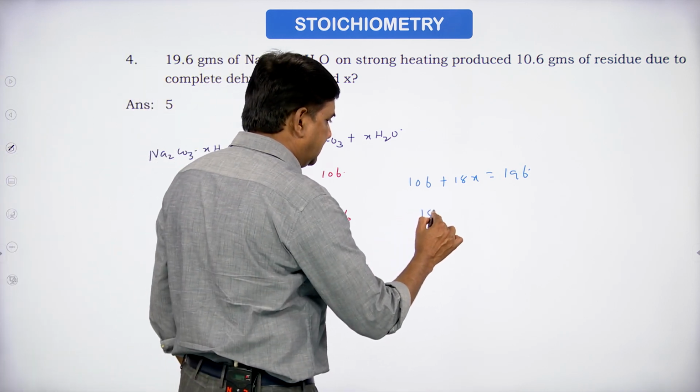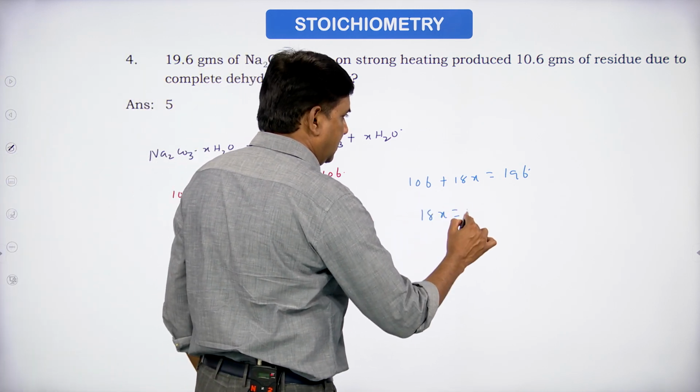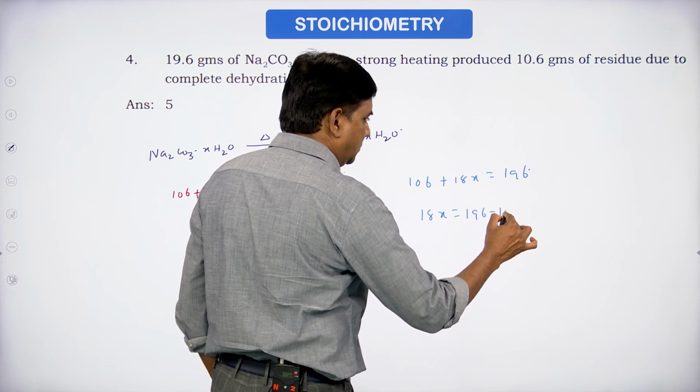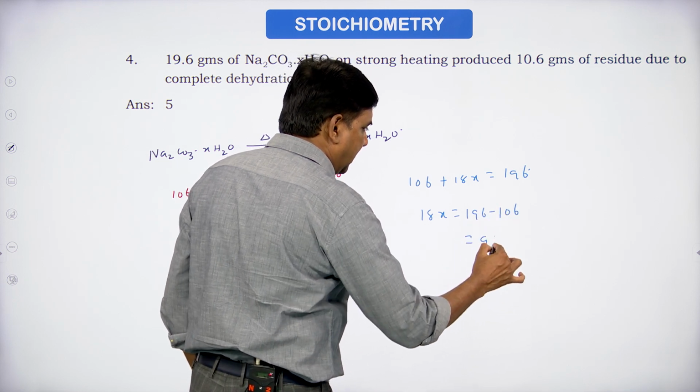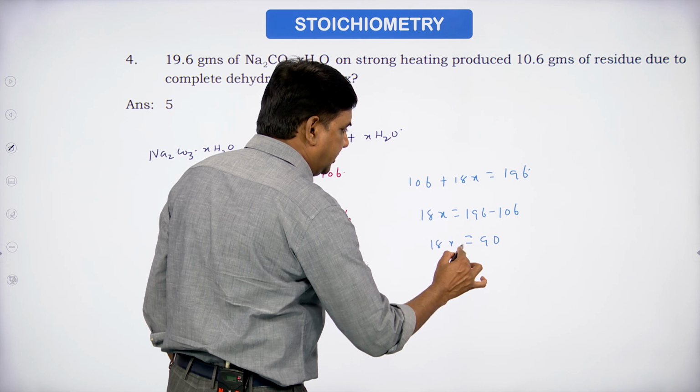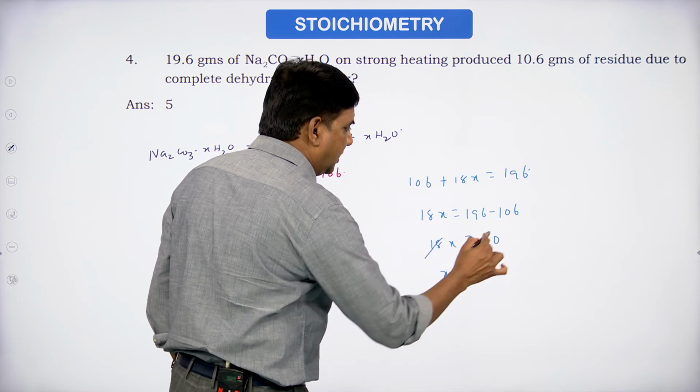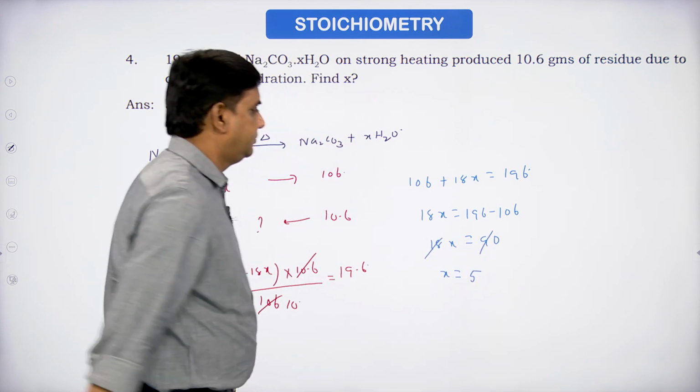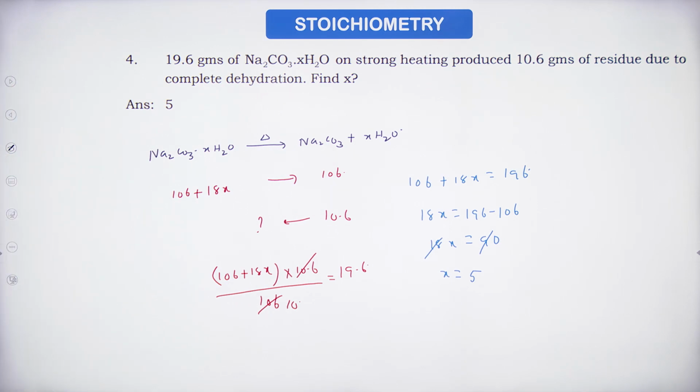So 18x is equal to 196 minus 106, this is equal to 90. 18x is equal to 90, x is equal to, on cancellation, this is 5. 5 is the answer. Very easy problem, students, but it is the most frequently asked type in the mole concepts.